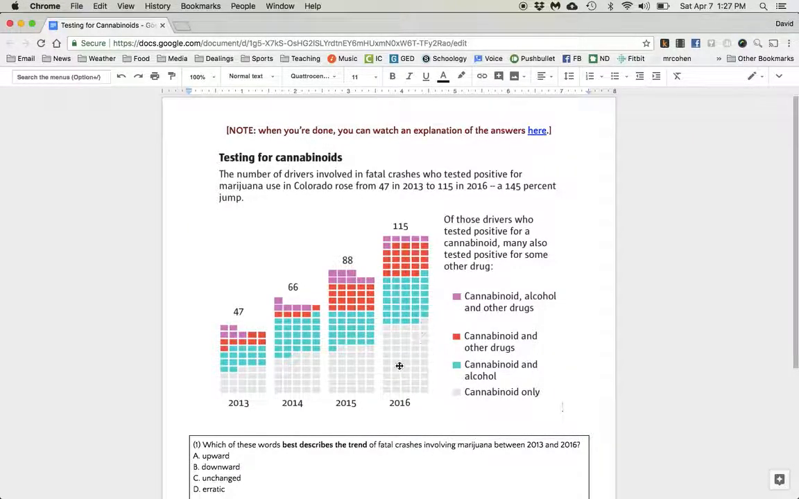Another thing I noticed is that in 2016, the most recent year they have here, crashes just involving marijuana were higher than crashes involving marijuana and alcohol. And it looks like for the first couple of years it was about the same, but crashes with just marijuana are increasing.